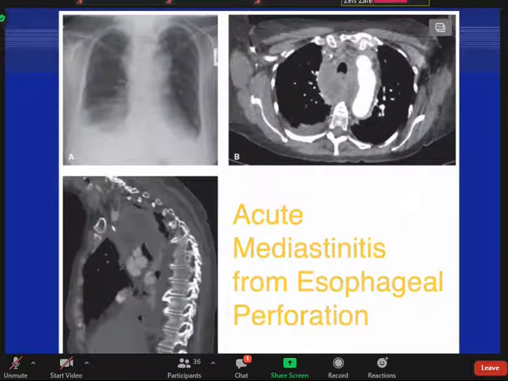These are images in a patient with upper esophageal perforation from a foreign body. The frontal chest radiograph shows a widened upper mediastinum with bilateral pleural effusions. Contrast enhanced axial and sagittal CT shows mixed fluid and soft tissue attenuation within the upper mediastinum surrounding the esophagus, representing bacterial mediastinitis.